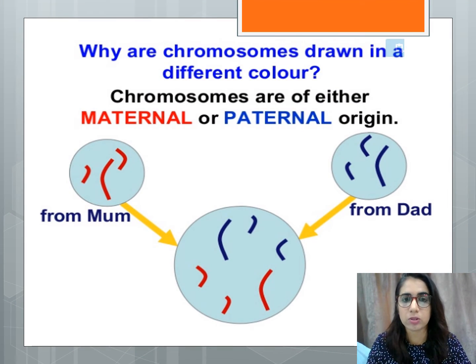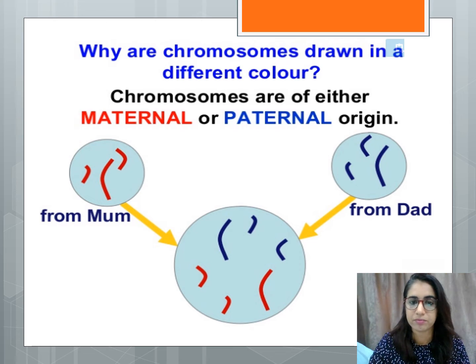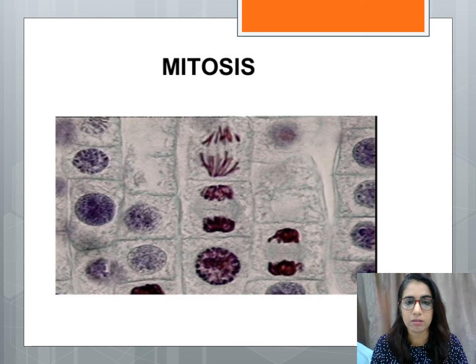So now, why are chromosomes drawn in different colors? When you draw chromosomes later, you will draw blue and red, to differentiate the chromosomes of maternal and paternal origin. So it's okay. You can also do shading. One you shade as black and the other white. Now let's look at mitosis.